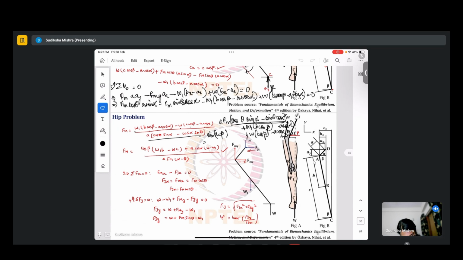sin(alpha minus beta) is sin alpha cos beta minus cos alpha sin beta, and if there is a plus, there will be a plus sign in between. And so this is your Fm.